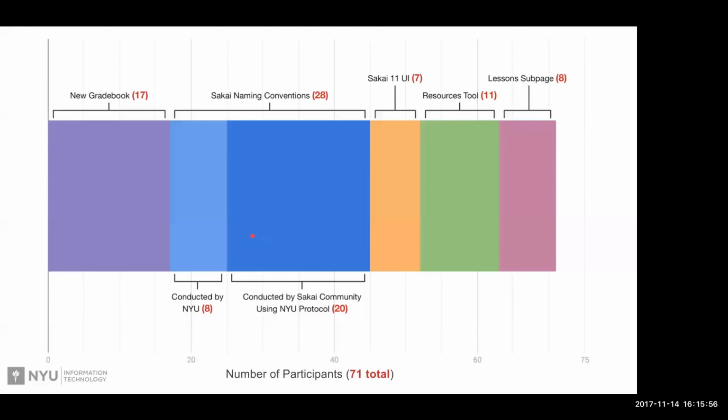So I'm going to focus on a couple of these different efforts, but just cumulatively, we have tested a total of 71 participants to date, 51 personally tested by myself or Jeff or other members of the product team here at NYU, as well as an additional 20 participants tested by members of the broader Sakai community for some of the Sakai 11 naming conventions effort that we did.